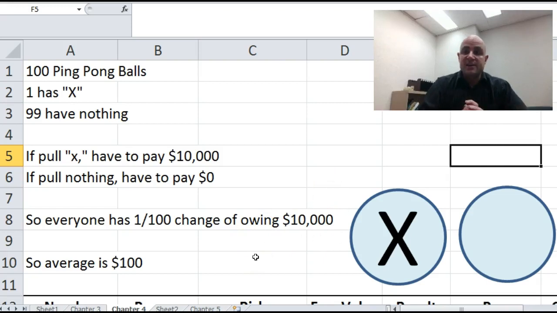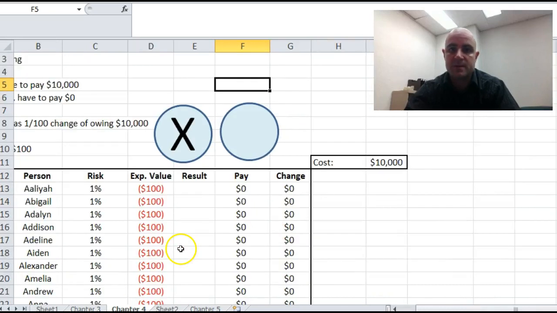The expected value of that, which is what would happen if you played this game 5 billion times, the expected value is 100, which means that on average you would have to pay $100 every time, which is 1%, 1 over 100 times 10,000. Okay, so let's look at that.